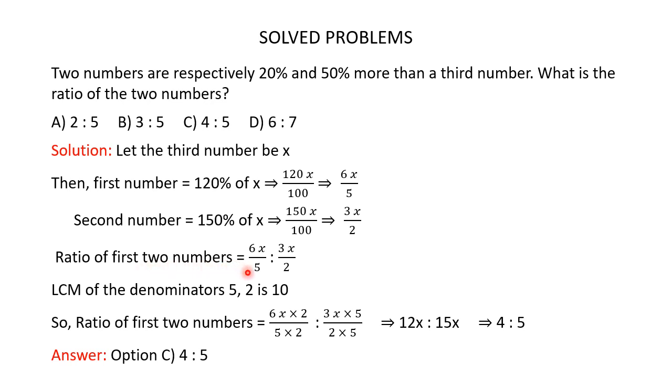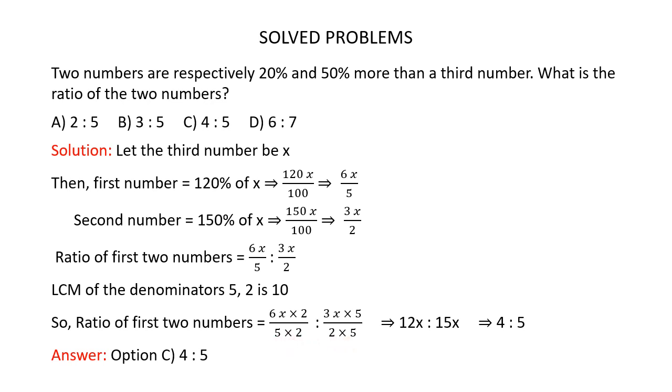So the ratio of the first two numbers is 6x by 5 is to 3x by 2. Now the LCM of the denominators 5 and 2 is 10. So to make the denominators same in both the terms, multiply both the numerator and the denominator of the first term by 2 and multiply both the numerator and the denominator of the second term by 5. So now we have ratio of the first two numbers is 6x multiplied by 2 divided by 5 multiplied by 2 is to 3x multiplied by 5 divided by 2 multiplied by 5. This is nothing but 12x by 10 is to 15x by 10.